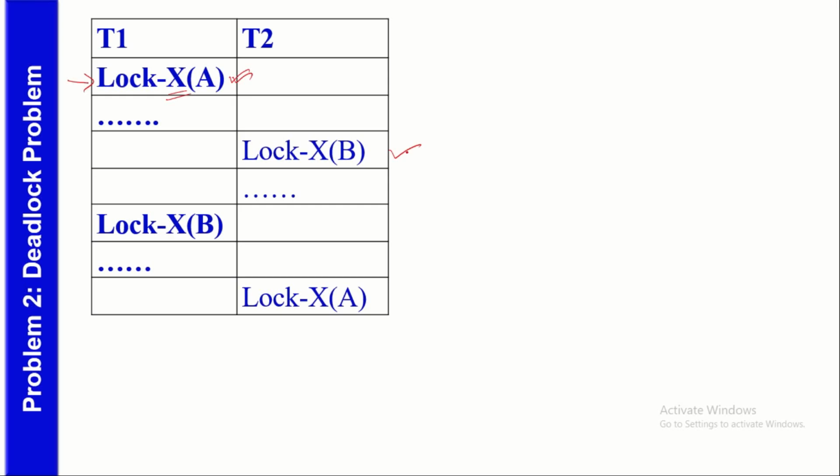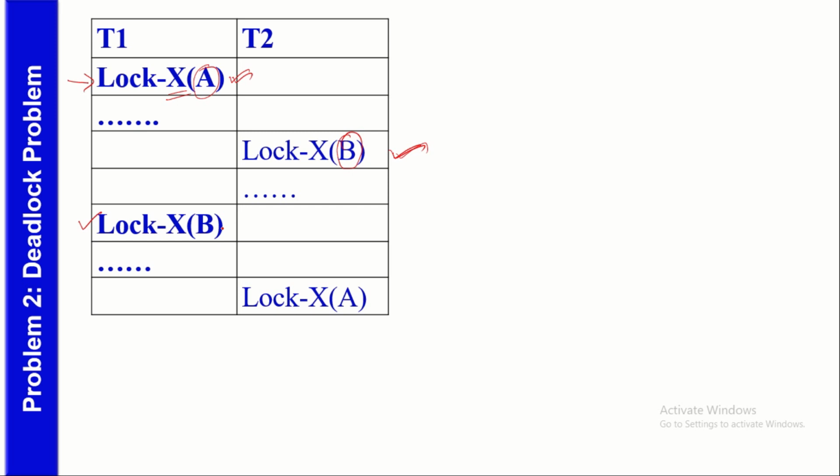After some time, T2 would like to do read and write operations on B, so it sends the lock request for B in exclusive mode. This also will be granted because, as of now, T1 is holding a lock on A only, not on B. So no transaction is holding a lock on B. Then after some time T1 would like to perform read and write operations on B, so it sends a lock request in exclusive mode on B. Now can you guess whether this request will be granted?